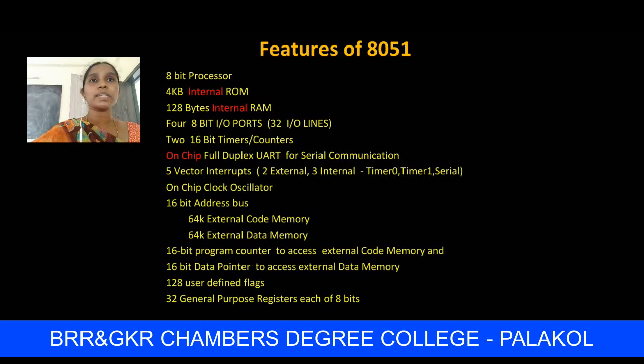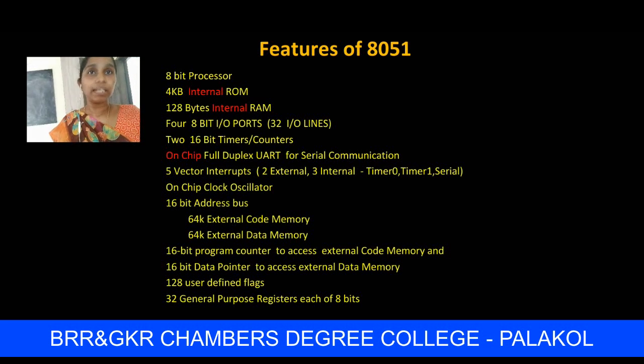The features are: 8-bit processor, 4 kilobytes of internal ROM, 128 bytes of internal RAM, four 8-bit I/O ports, two 16-bit timers and counters, and an on-chip full duplex UART for serial communication. There are 5 vector interrupts: 2 external, timer 0, timer 1, and serial. Next, an on-chip clock oscillator is also there, that means we use a crystal oscillator here.